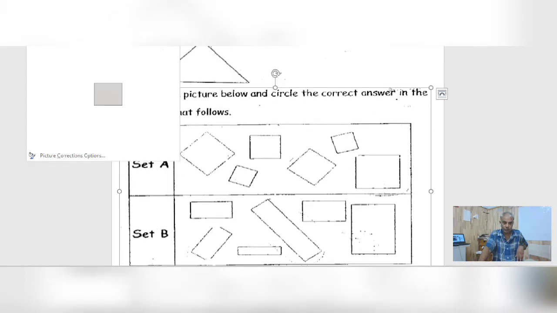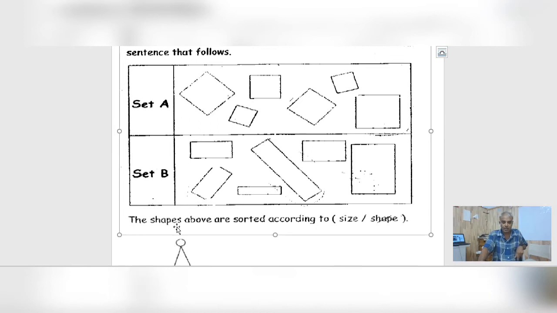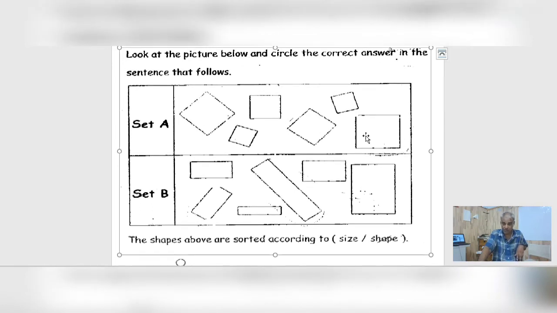Okay, so let me make it a little crisper and sharper. So set A has how many? Look at the picture below and circle the correct answer in the sentence below. Okay, set A and B. The shapes above are sorted according to size and shape, that you have to find out. Right? So you can see the shapes are the same here, and the shapes are the same here also. It is because of the size and the shape. You see, you do not have the scale or the ruler here, right? You do not need to use the ruler here.